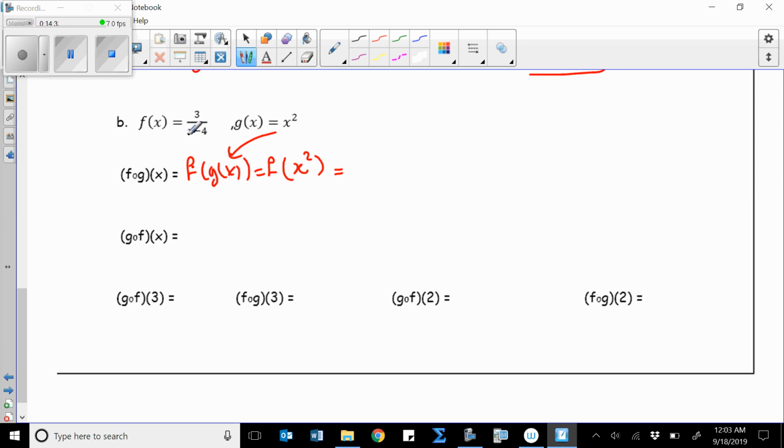Now let's go back to f of x. What did we have for f of x? It was 3 over x minus 4. So this x that we had here, we're going to replace that with this x squared. This is our new x actually. So I'm going to replace this x with the new value of x, which is x squared minus 4. So this will be the combination or composite function of f of g of x.